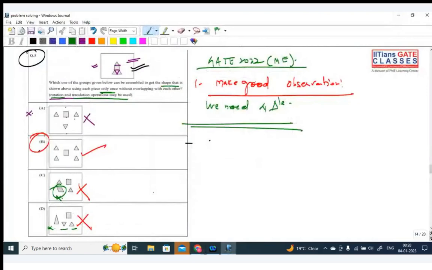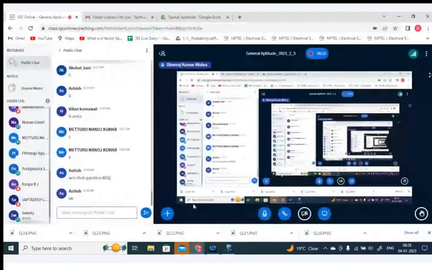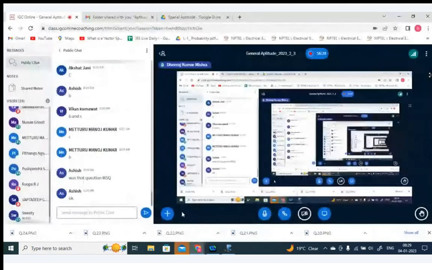This was not an MSQ question, right? So who is saying that option C is correct? How can option C be correct? How can you say option C is correct? Yes, option B is only correct. Okay, guys, don't make a mistake.